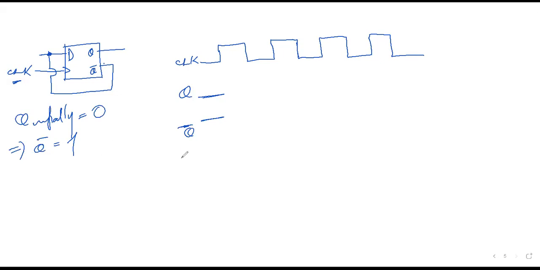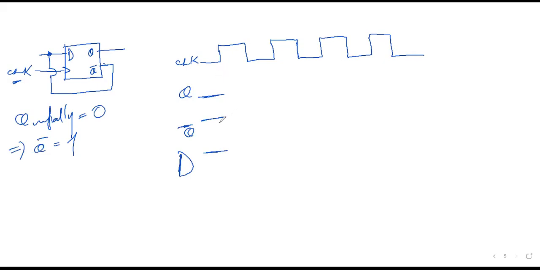All right. What will be my D initially? If I look at this diagram, my D is equal to Q bar because Q bar is being fed back into D. So D and Q bar are the same. We have a 1 here.